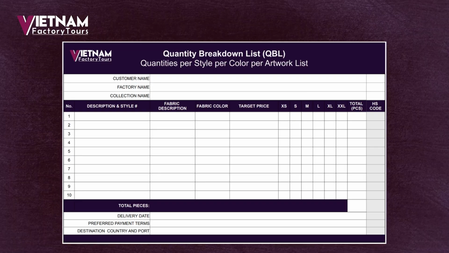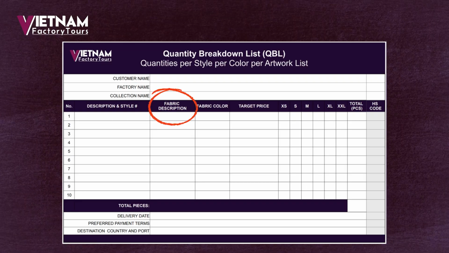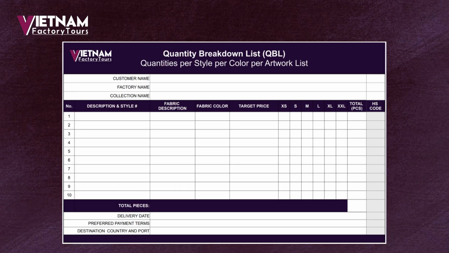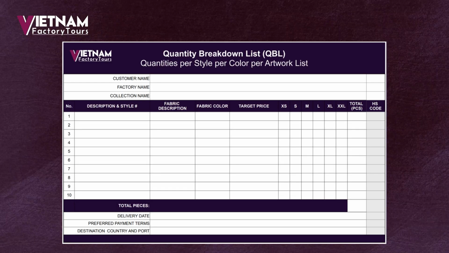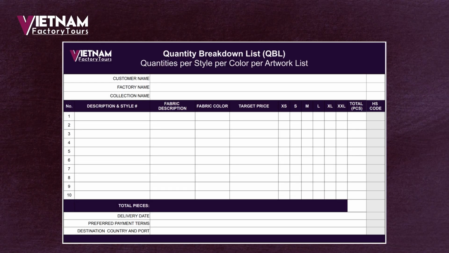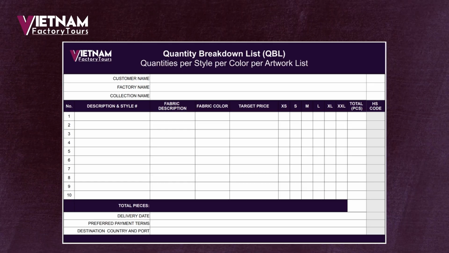Then the second column is fabric description. In a perfect world, you'll only have one kind of fabric that will apply to all the styles. And if the factory sees that, that's a green flag.